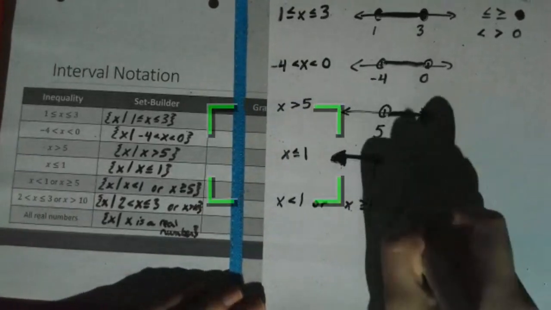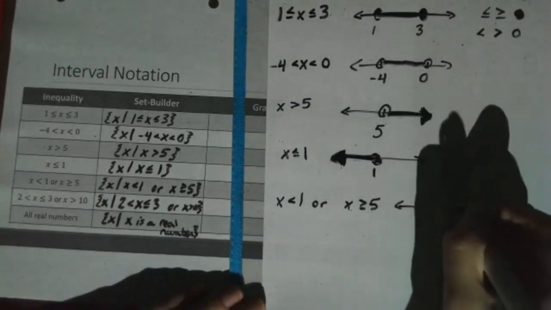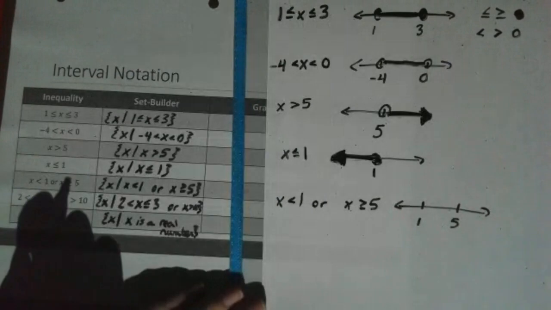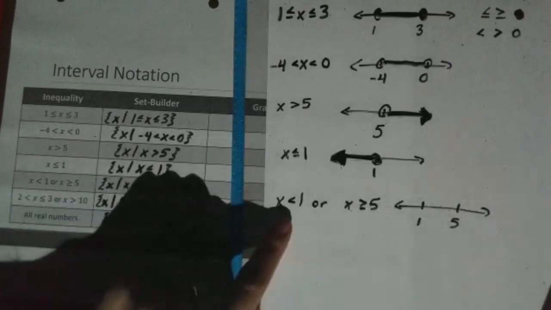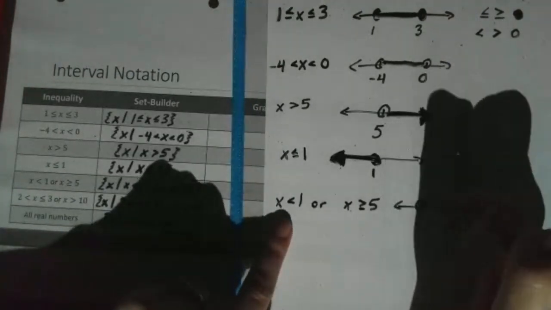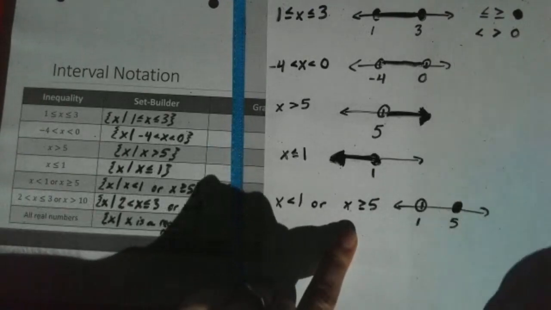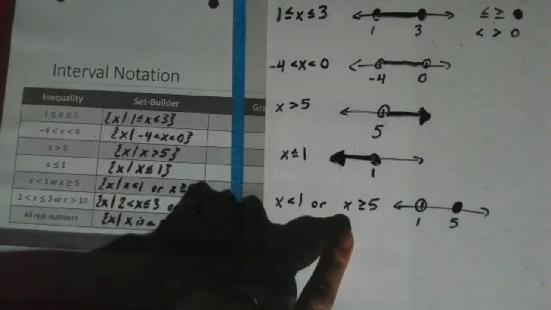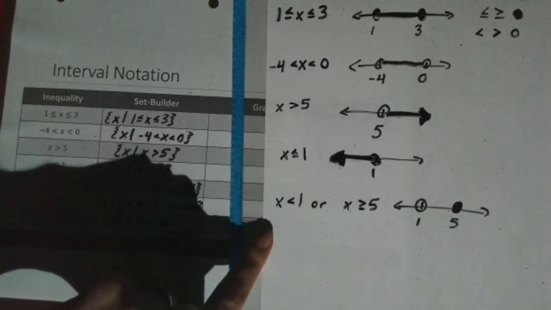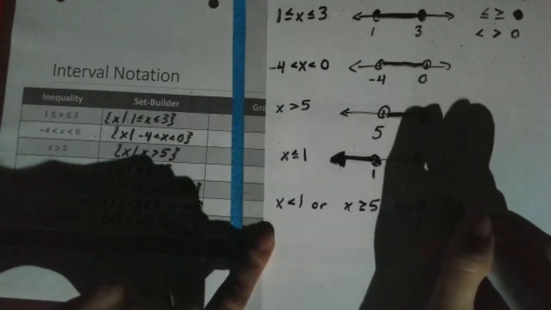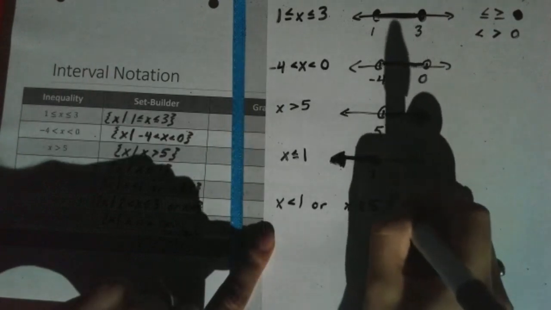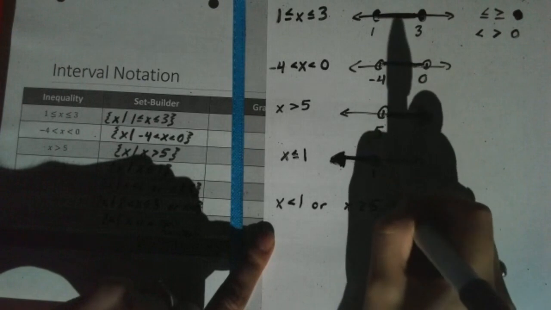So on my number line, I have my important numbers 1 and 5. We have an open circle on 1, it's just less than. We have a closed circle on 5 because it's greater than or equal to. Let's start with x is less than 1. To make x is less than 1 on the graph, we start at our open circle and go to the left. So I want to shade everything over here.